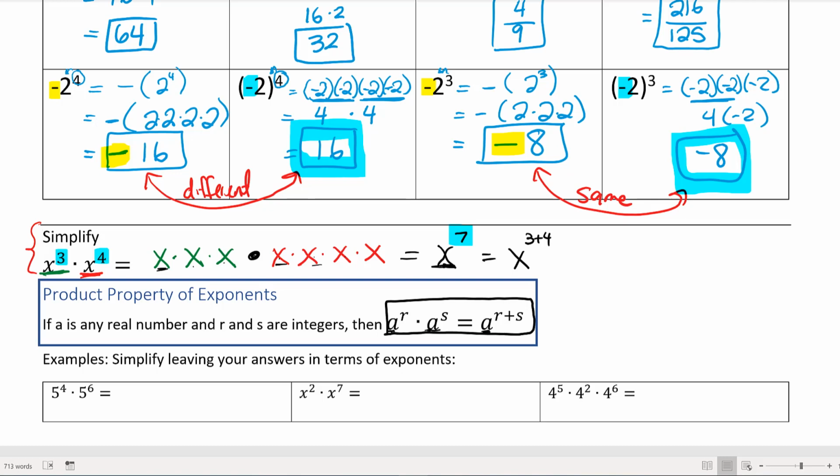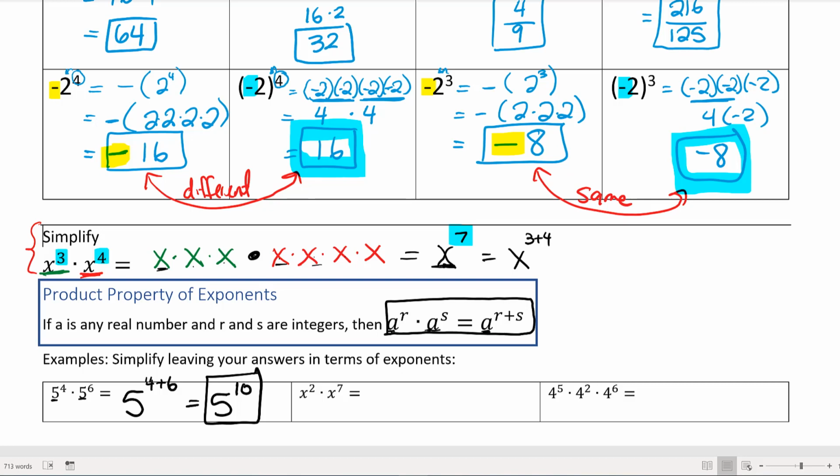So let's apply this. We have 5 to the 4 times 5 to the 6. What happens to the 5? Well, first of all, it has to be the same. Check, it is. And then it stays the same. What happens to the exponents, the 4 and the 6? Well, the rule says you can add them. 4 plus 6, and that gets you 5 to the 10. Now, 5 to the 10 is a huge number, and I'm not going to have you actually work that out. That's just really, really big.